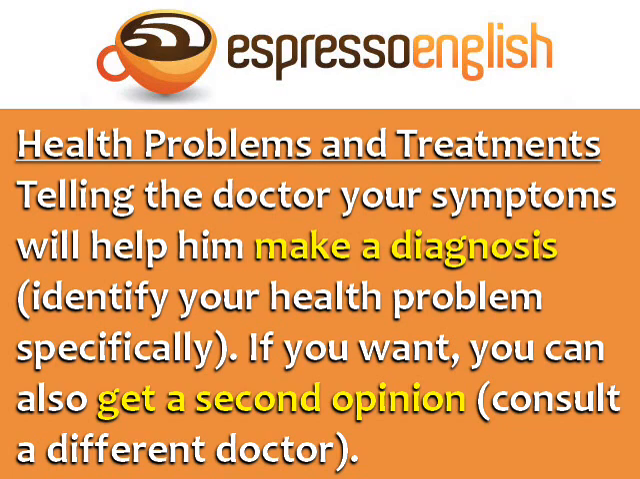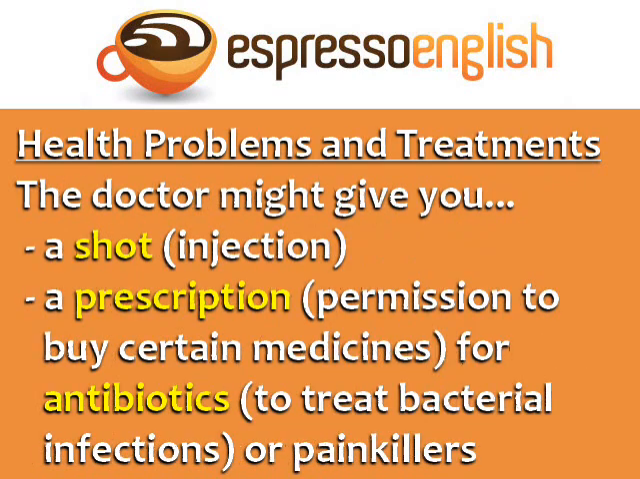If you want, you can also get a second opinion. Consult a different doctor. To treat you, the doctor might give you a shot, that's an injection, or give you a prescription, that's official permission to buy certain medicines. For antibiotics, which are used to treat bacterial infections, or painkillers, which are used to reduce pain.